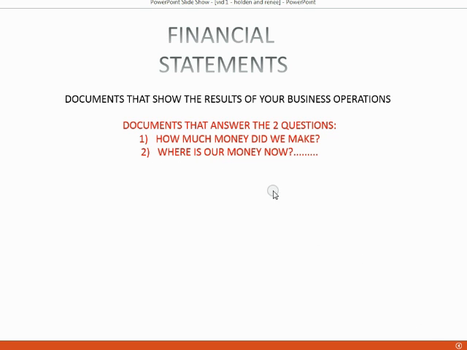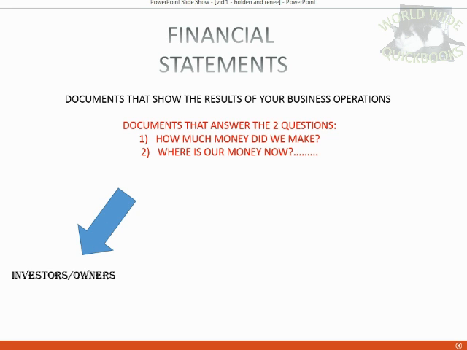But again, before I show you what they look like, let's first discuss who usually looks at a company's financial statements. Well, if Holden wanted to ask someone else to invest in his business, to become a part owner, obviously Holden would have to show that person his financial statements so that person would know how well Holden is doing financially and make a judgment, give an opinion, and make a decision about the business.